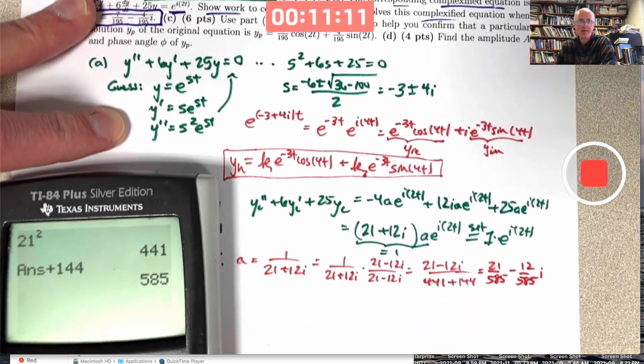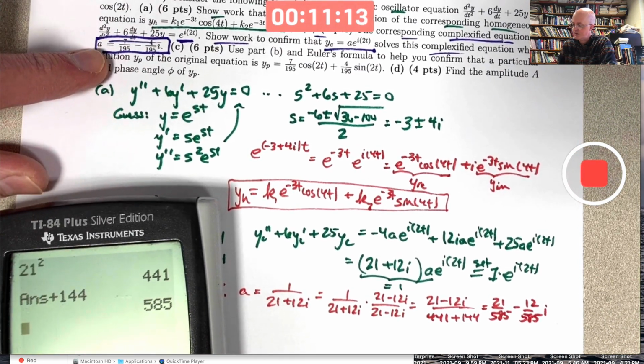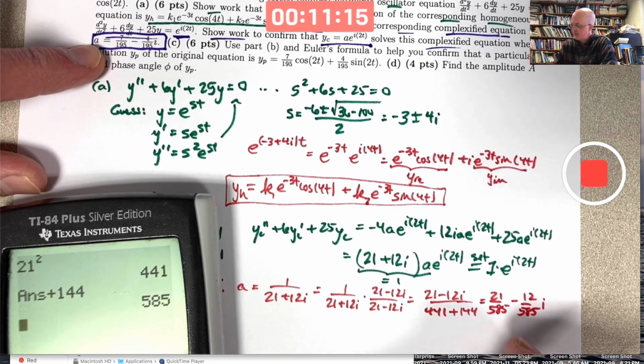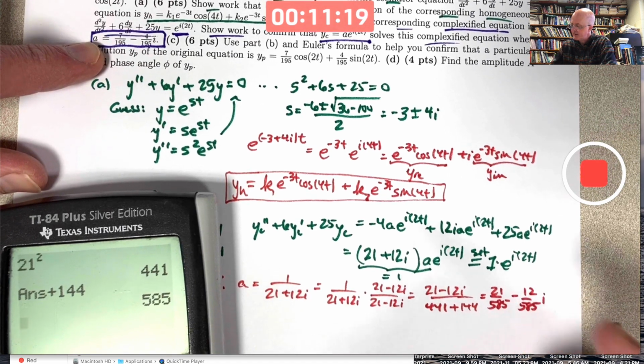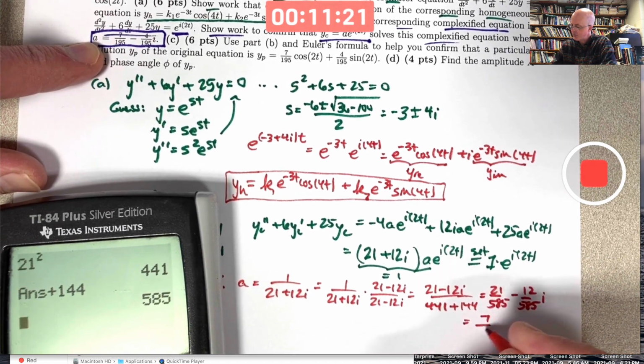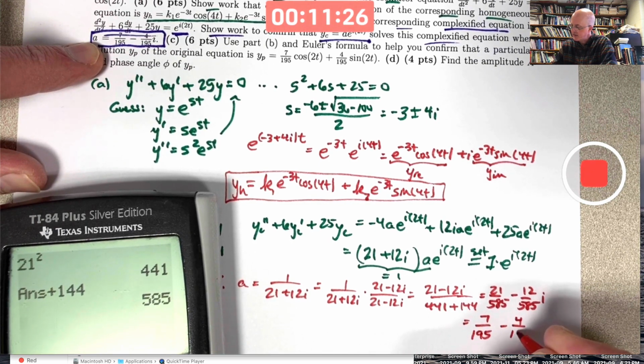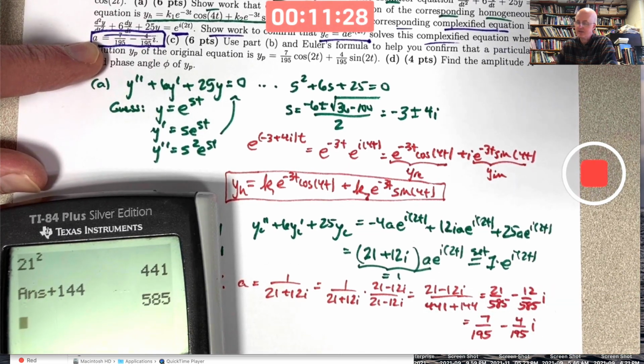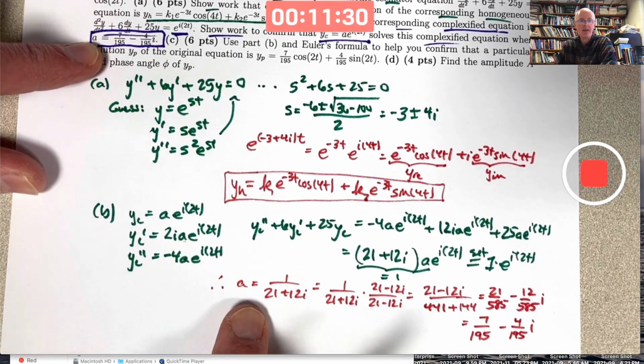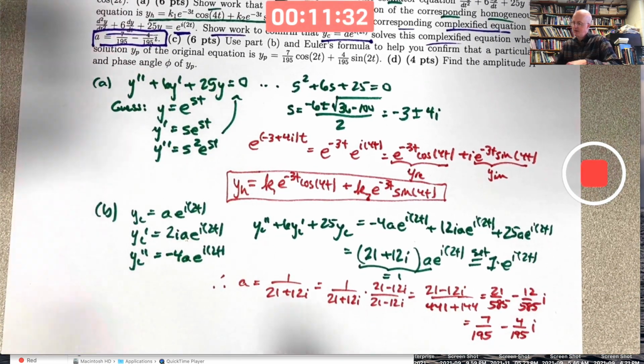Is that the same as what we want? Not quite. We need to reduce the fractions. Every one of these, the numerators and denominators here, are divisible by 3. This does simplify to 7 over 195 minus 4 over 195 i. That is the value of this complex constant a that matches what you see there. Okay.